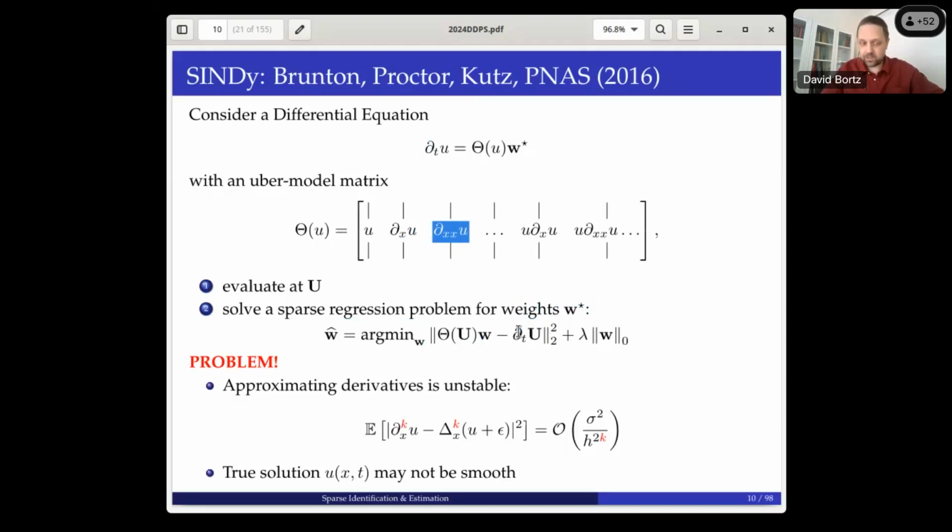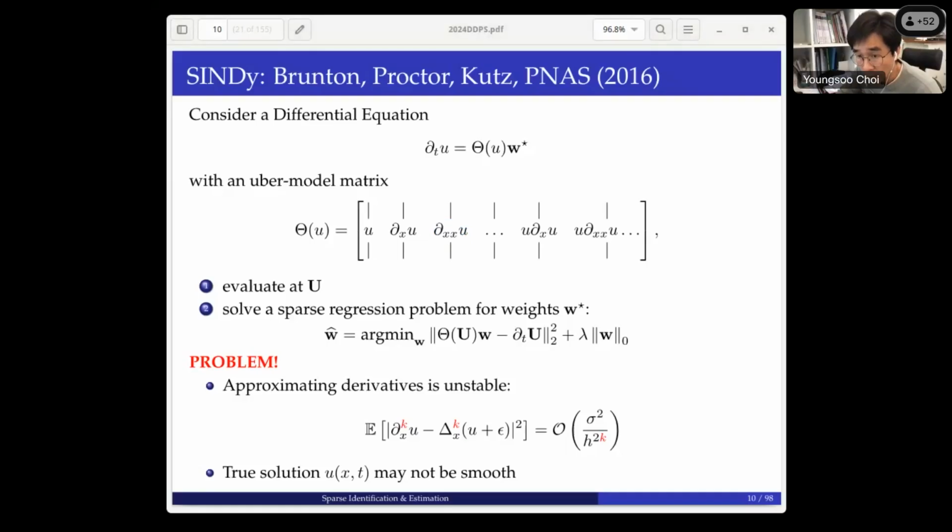Does that answer your question? Yep, thank you. Okay. And there's another question by Amit in the chat. He's asking, will this work if you have first and second time derivatives?